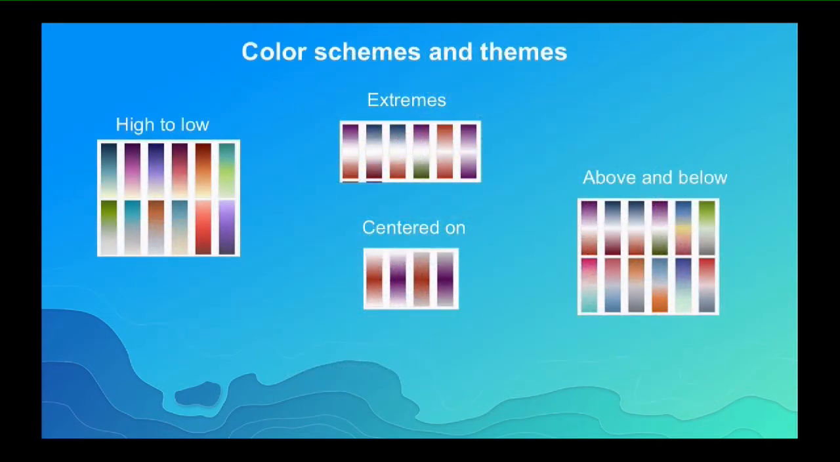Now, one of the key components of smart mapping is having a good set of color schemes. This is just a very small subset of what we have, but I just want to divide them into different themes. So we have high to low themes, extremes, so maybe you only care about the top and the bottom ends of your data. Centered on, you might just center on a particular value, and that's all you care to visualize. And then above and below, that tends to be my favorite. You might have a midpoint, maybe it's the national average of whatever demographic you're measuring, and you want to see what's above and below that.